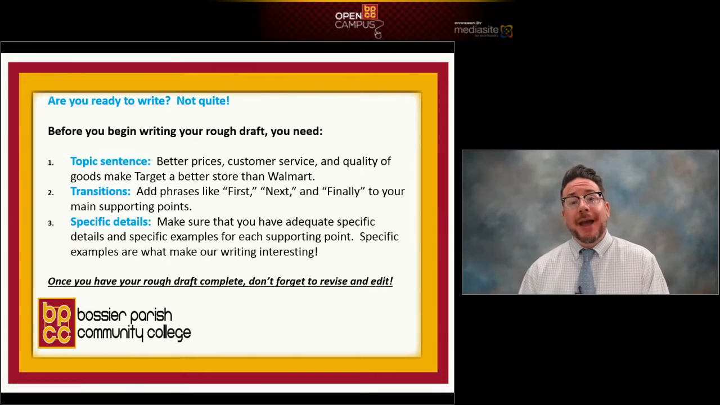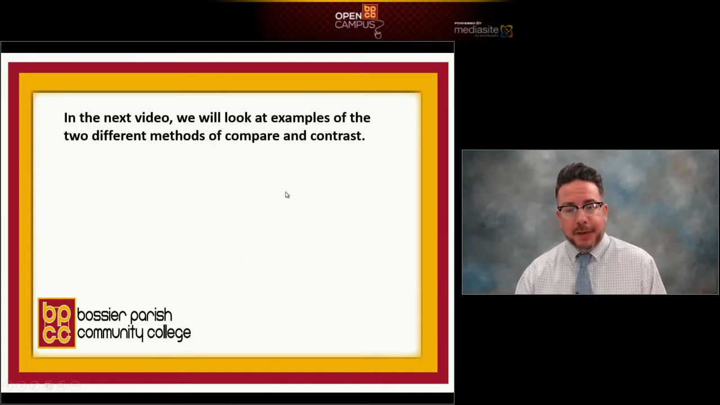You also want to make sure you add in your transitions before you start writing. Add phrases like first, next, and finally to your main supporting points. And then specific details. Remember, for each one of those supporting points that I have here on the screen, I want to make sure that I'm giving specific details, specific examples of each one. That's what's going to make our writing interesting. So once you have your rough draft complete, don't forget to go back and revise and edit. Now, in the next video, we're going to look at examples of the 2 methods of compare and contrast, so you can see those in action.